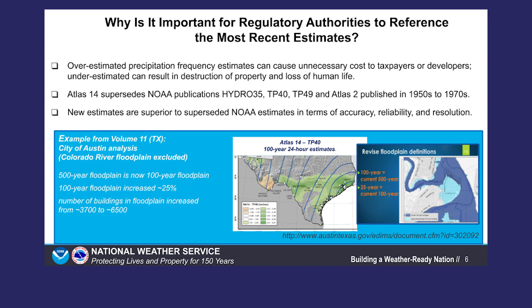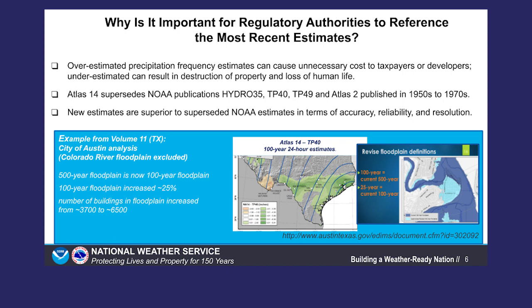Estimates are available at high spatial resolution, in contrast to TP40, where manual interpolation from cartographic maps is needed. Finally, estimates are now provided for a wider range of frequencies, durations, and uncertainty measures. Even so, many design manuals still reference superseded NOAA estimates. An example shown in this slide clearly demonstrates why it is important to update design manuals.